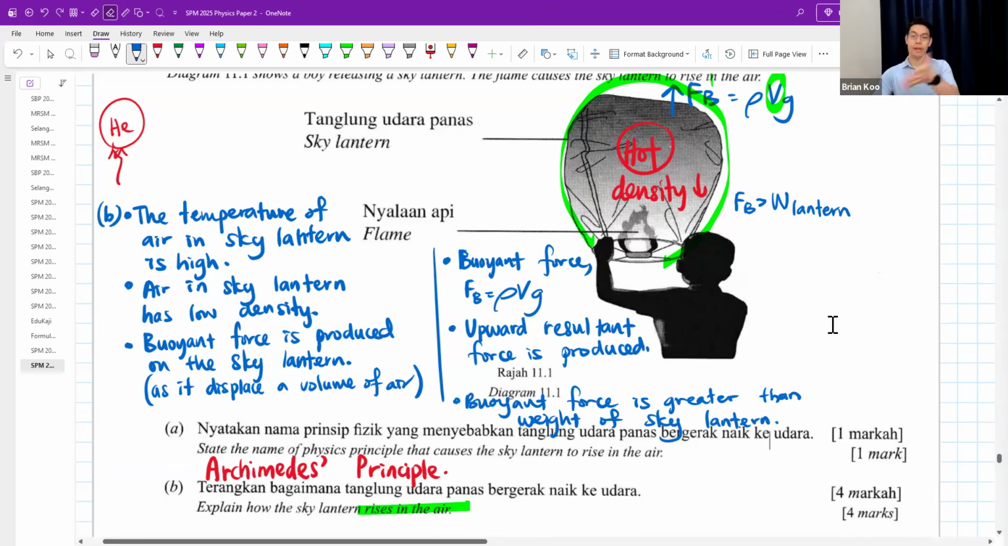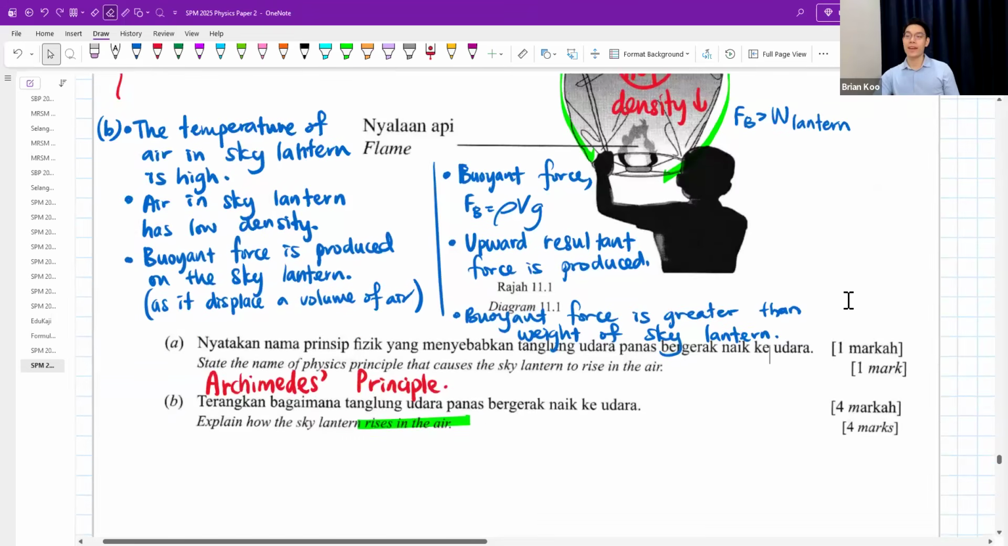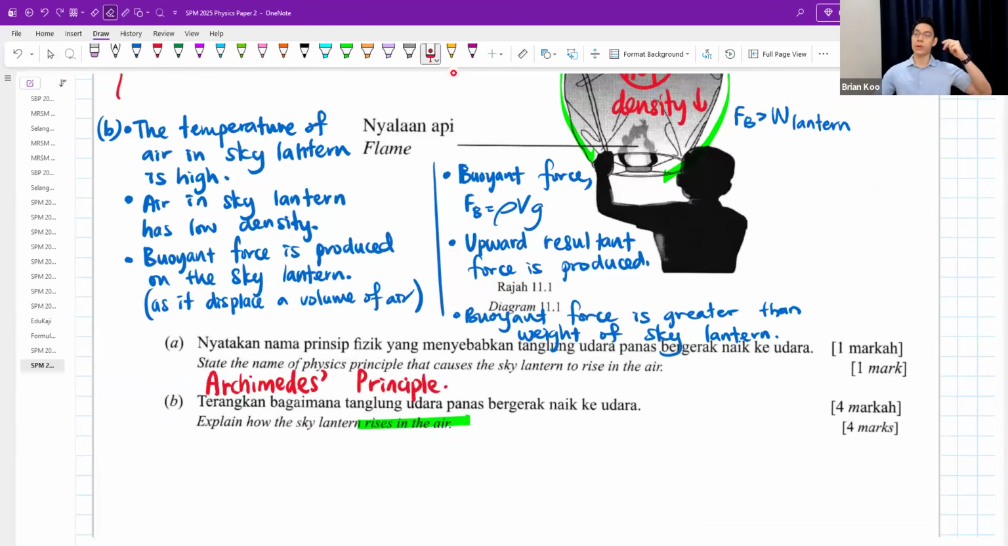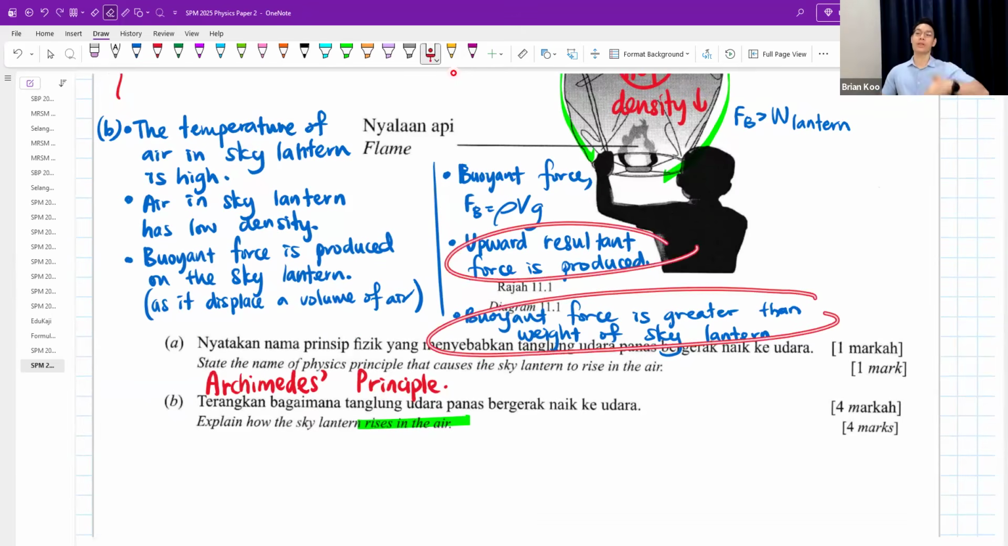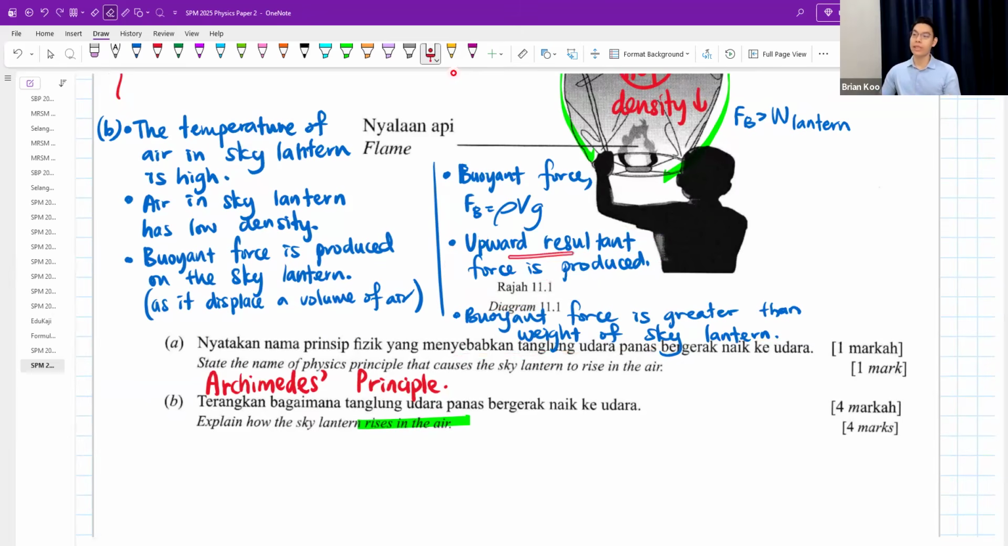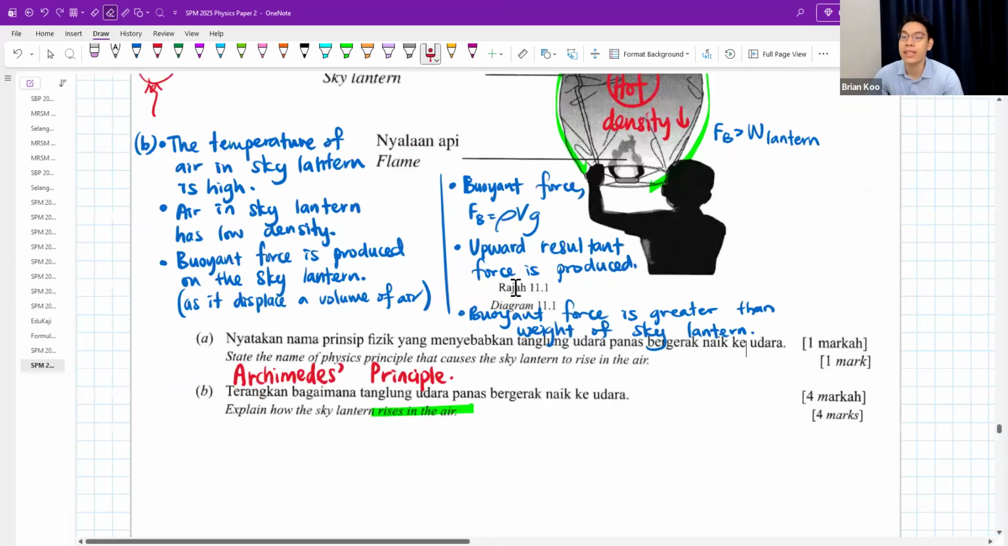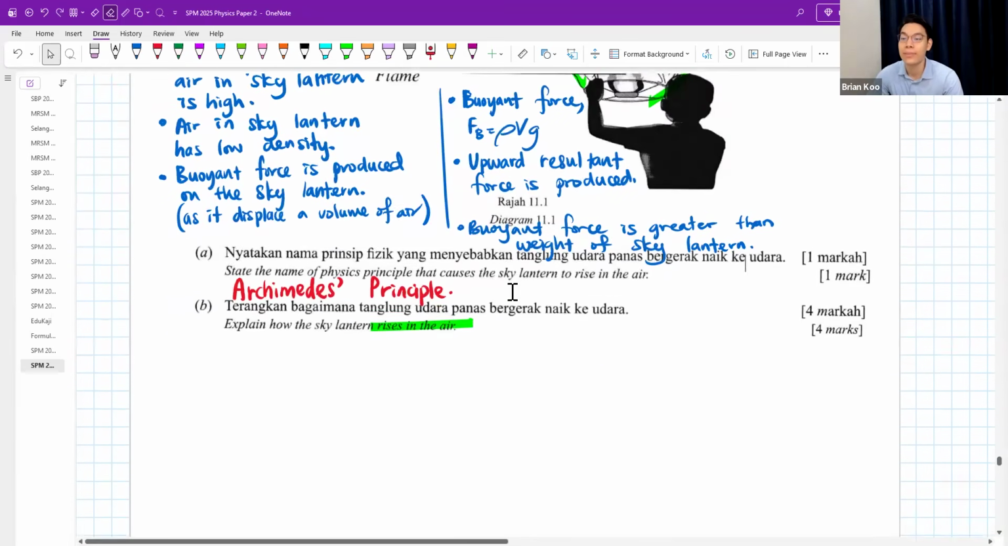Okay. All these points can say. Or you want to switch the last 2 points, you want to say buoyant force greater first, that's why you got an upward resultant force produced. Or you want to say got upward resultant force because buoyant force is greater. Also can. It doesn't matter the order. Yeah. Okay, that explains why sky lantern will rise up.